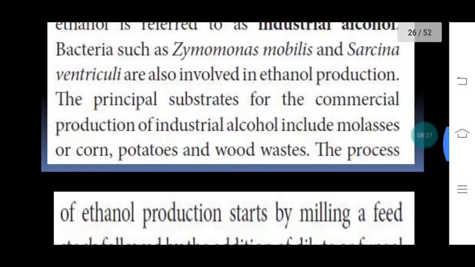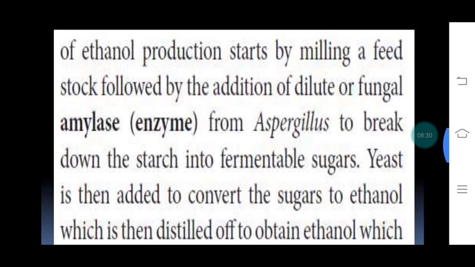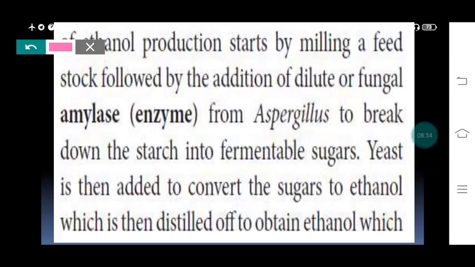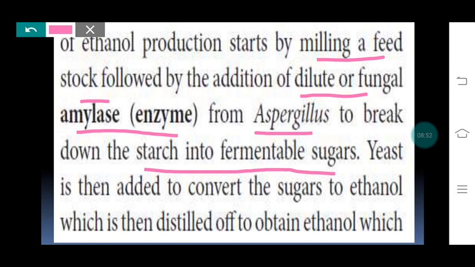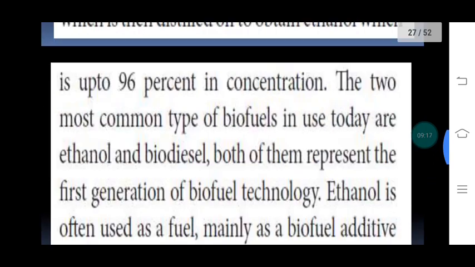And next, finally, the fifth one is the process of ethanol production. Here the ethanol production starts by milling a feedstock, followed by addition of dilute acid or fungal enzyme called amylase, which is extracted from Aspergillus to break down the starch into fermentable sugar. So we use an enzyme called fungal amylase, obtained from Aspergillus, to break down the starch into fermentable sugar. And yeast is added to convert the sugar to ethanol, which is then distilled, and from that we obtain the ethanol. The ethanol which we obtain here is 96% in concentration.